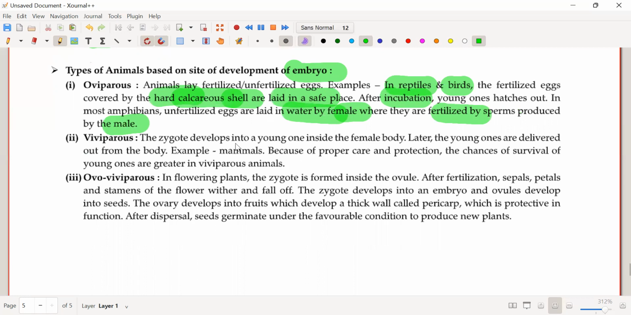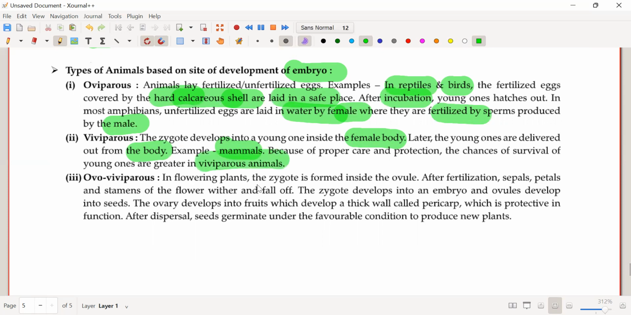Viviparous: the zygote develops into the young one inside the female body. Later, the young ones are delivered from the body. Example: mammals. Because of proper care and protection, the chances of survival of young ones are greater in viviparous animals.